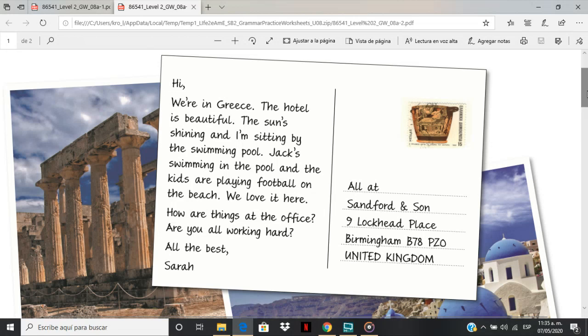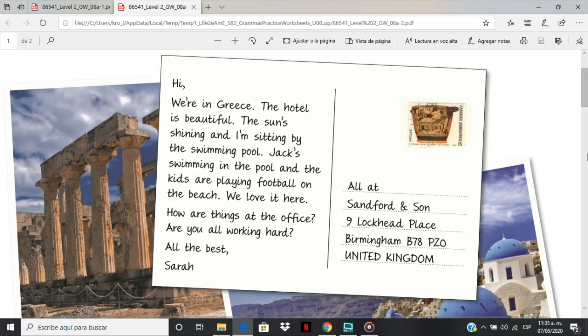Hi, we're in Greece. The hotel is beautiful. The sun's shining and I'm sitting by the swimming pool. Jack's swimming in the swimming pool and the kids are playing football on the beach. We love it here. How are things at the office? Are you all working hard? All the best, Sarah.